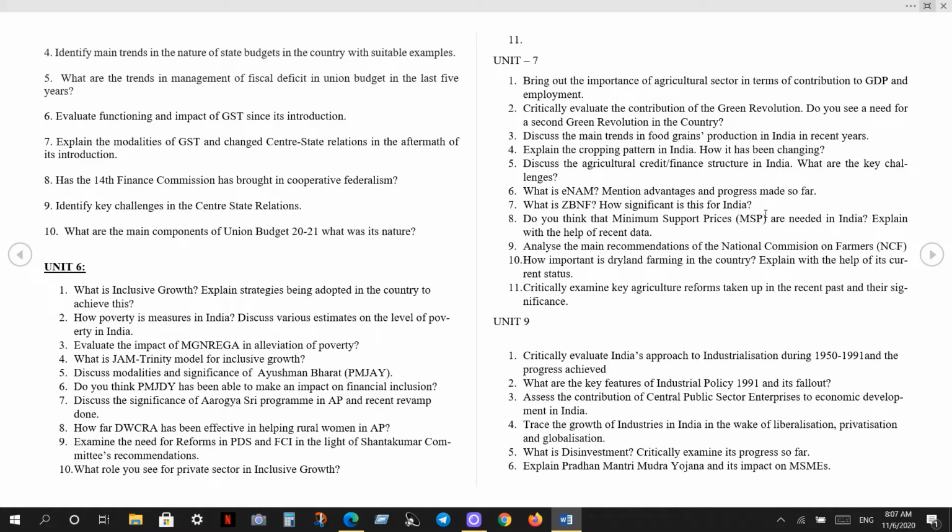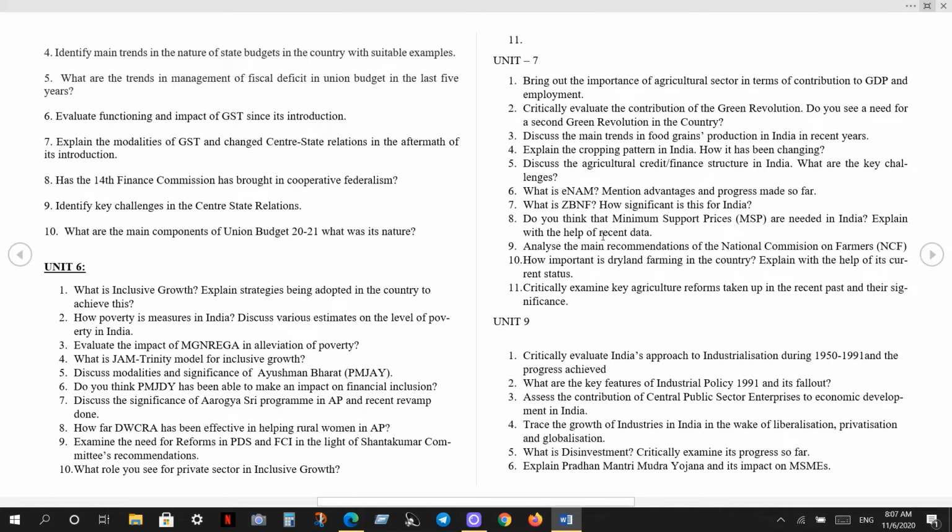Bringing the green revolution to northeastern states is already being implemented, but what is the way forward? Then the cropping pattern and how it has been changing, agricultural credit and finance structure, then ENAM, of course, marketing reforms, agri-marketing reforms, ENAM, and then zero budget natural farming.